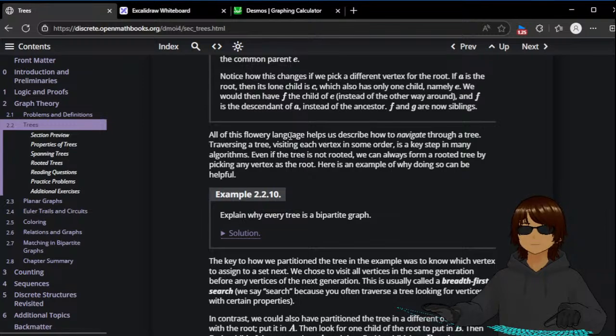All of this flowery language helps us describe how to navigate through a tree. Traversing a tree, visiting each vertex in some order, is a key step in many algorithms. Even if the tree is not rooted, we can always form a rooted tree by picking any vertex as the root.